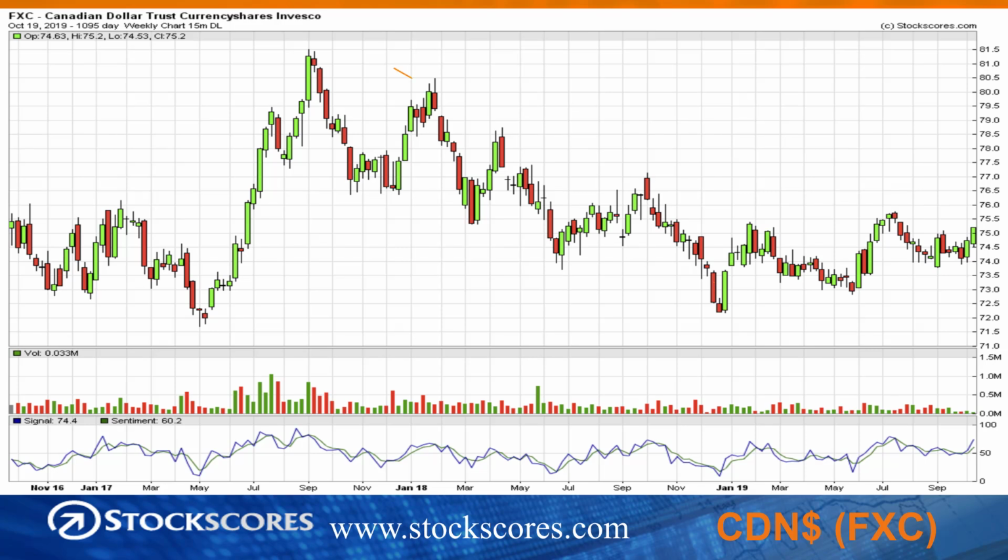We think about the pattern. We broke the downward trend line here. We've been building rising bottoms since. We ultimately need to get through this peak. We broke this little pullback here this past week. So they're starting to get some optimism building in the Canadian dollar.